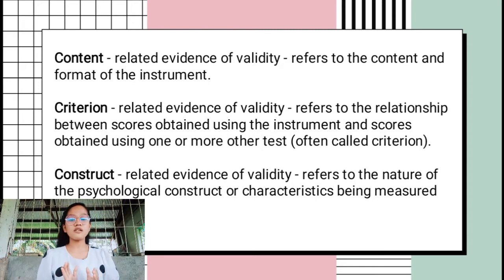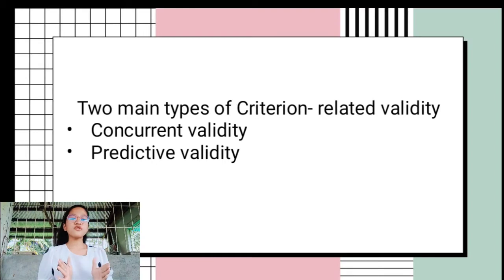Construct-related evidence of validity refers to the nature of the psychological construct or characteristic being measured by the test. How well does a measure of the construct explain differences in the behavior of the individuals on their performances on a certain task? The two main types of criterion-related validity are concurrent validity and predictive validity.